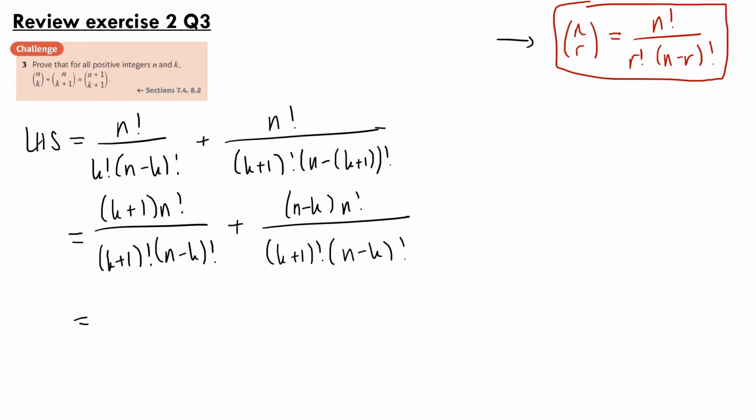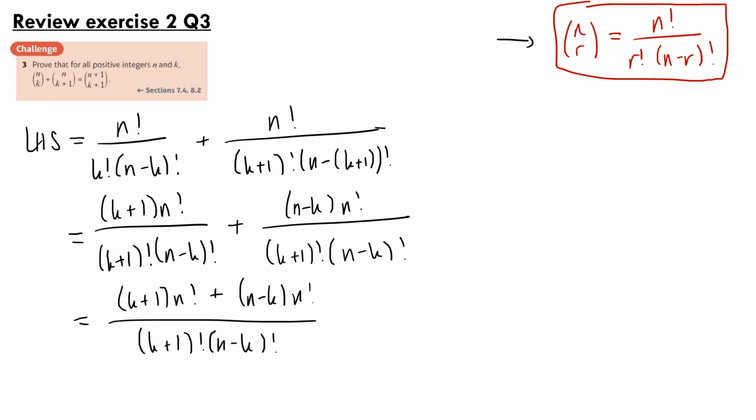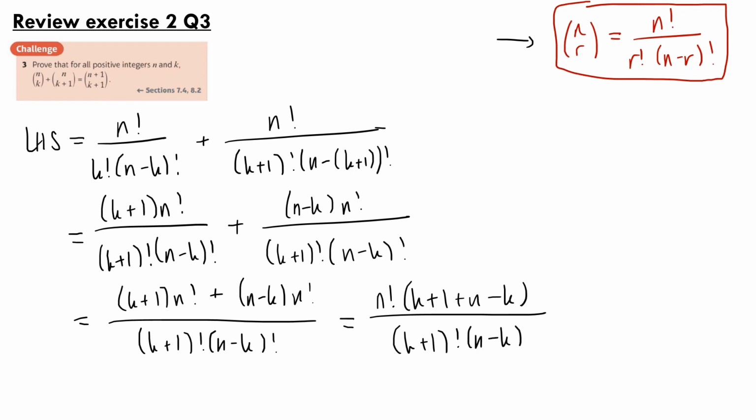So now our denominators match. And so on the top, we're going to have k plus 1 times n factorial plus n minus k times n factorial, all over k plus 1 factorial times n minus k factorial. And if on the top we factorize the n factorial out, we'll have n factorial times k plus 1 plus n minus k, all over k plus 1 factorial n minus k factorial. And the k's on top will cancel. So we have n factorial times n plus 1 on the top, which is just n plus 1 factorial, all over k plus 1 factorial times n minus k factorial.